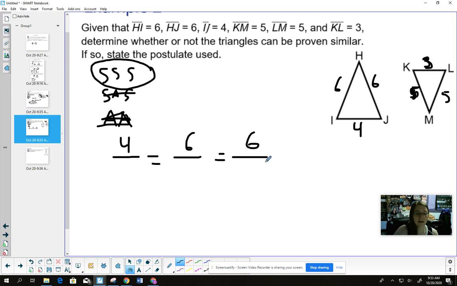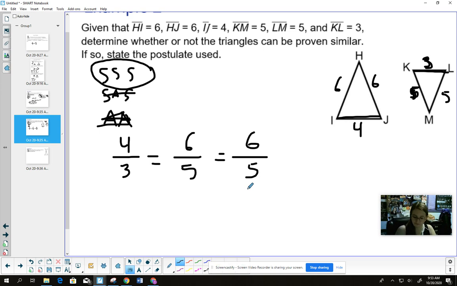I need the corresponding sides on the bottom. If you put the 3 on top, that's totally okay. You're going to get the same conclusion. You're going to get different numbers, but you'll end up at the same conclusion. So 4 is going to go with 3 because both of those are the smallest sides in their triangles. And then obviously 5 and 5 are going to have to go here because if 6 and 6 are the same, then 5 and 5 are the same.